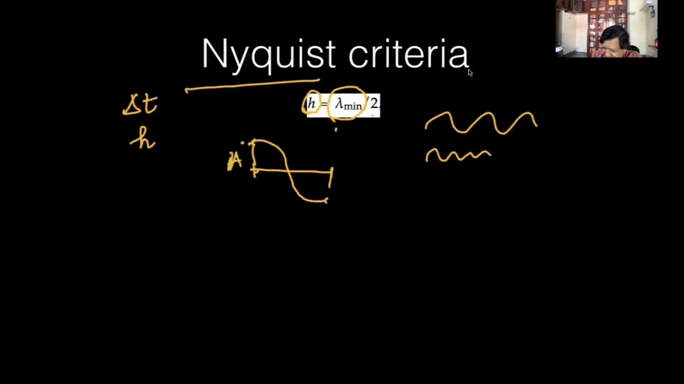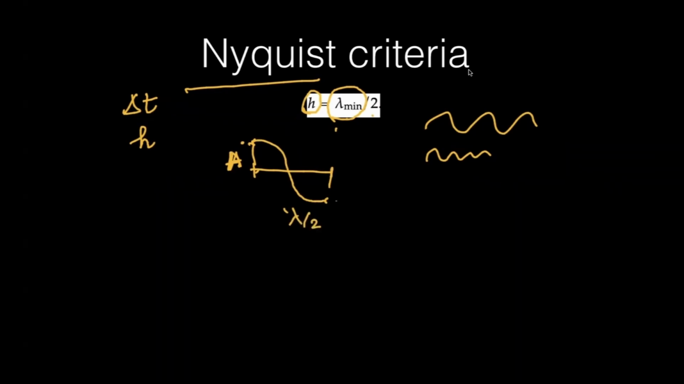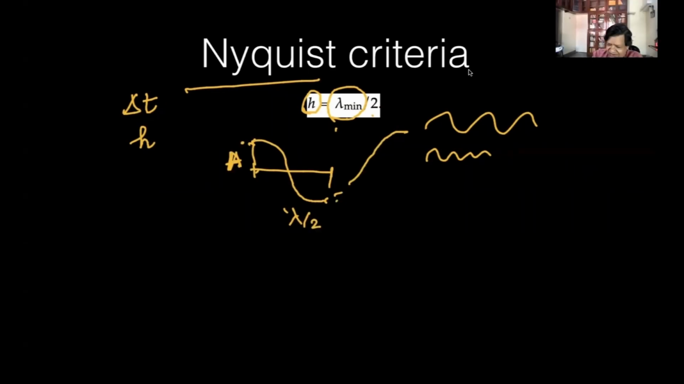Okay, so I request you to do it, and you can check that if this is my lambda by 2, right? This is lambda by 2. And I just need these 2 points. So my whole wave is that, and it's easy to show that my dx, which is lambda by 2. Anyway, this criteria is a very important criteria.